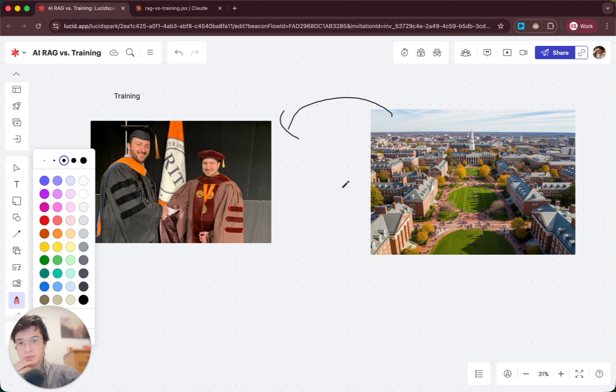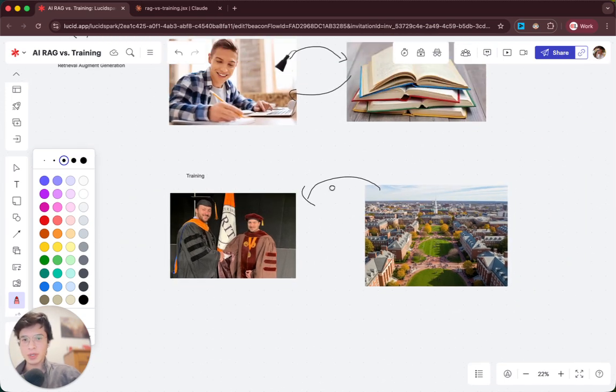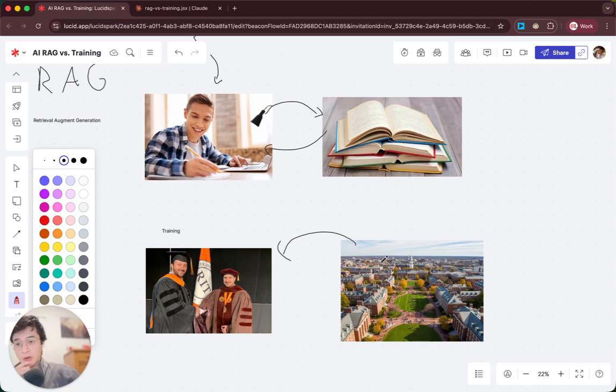Now, what's the main difference between these two? The biggest one that most people care about is that training is way more expensive, or it's usually more expensive, right? There are some cases where it can work quite well, like if I'm only using it to do really specific tasks and I want it to respond in a certain way.